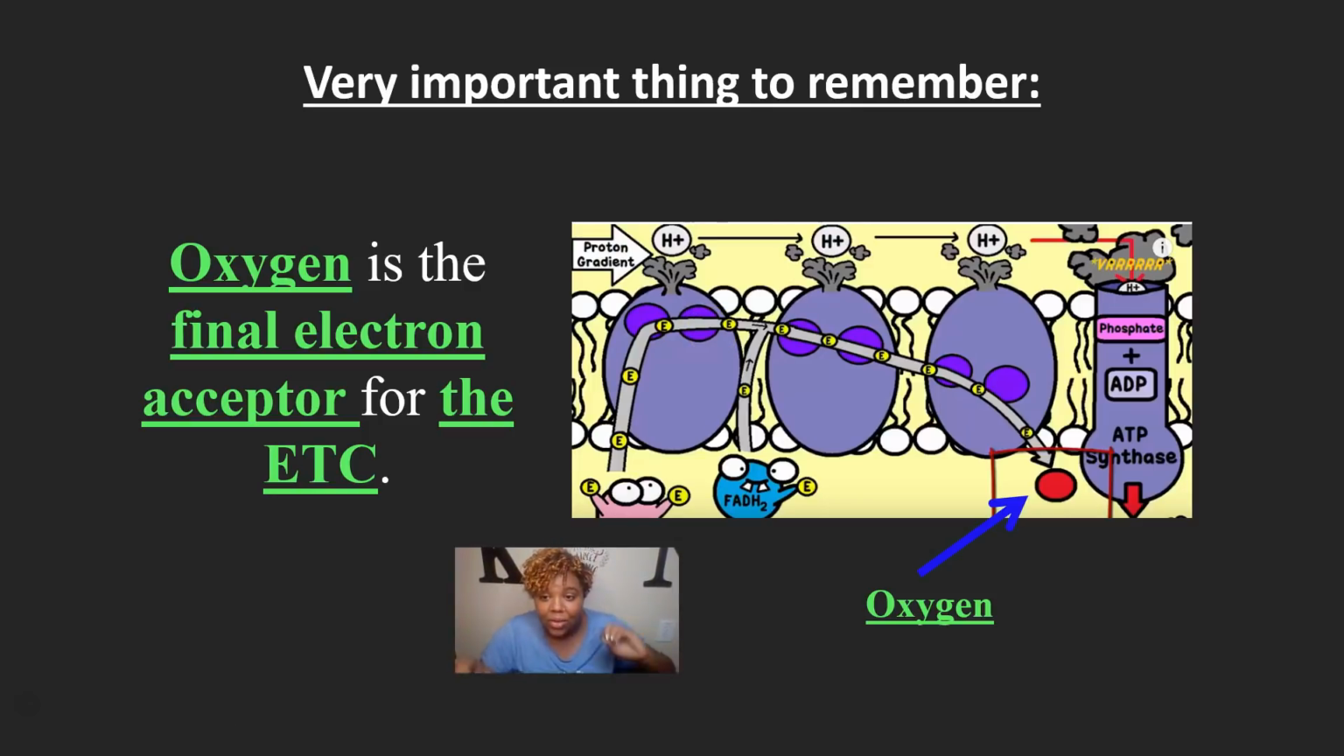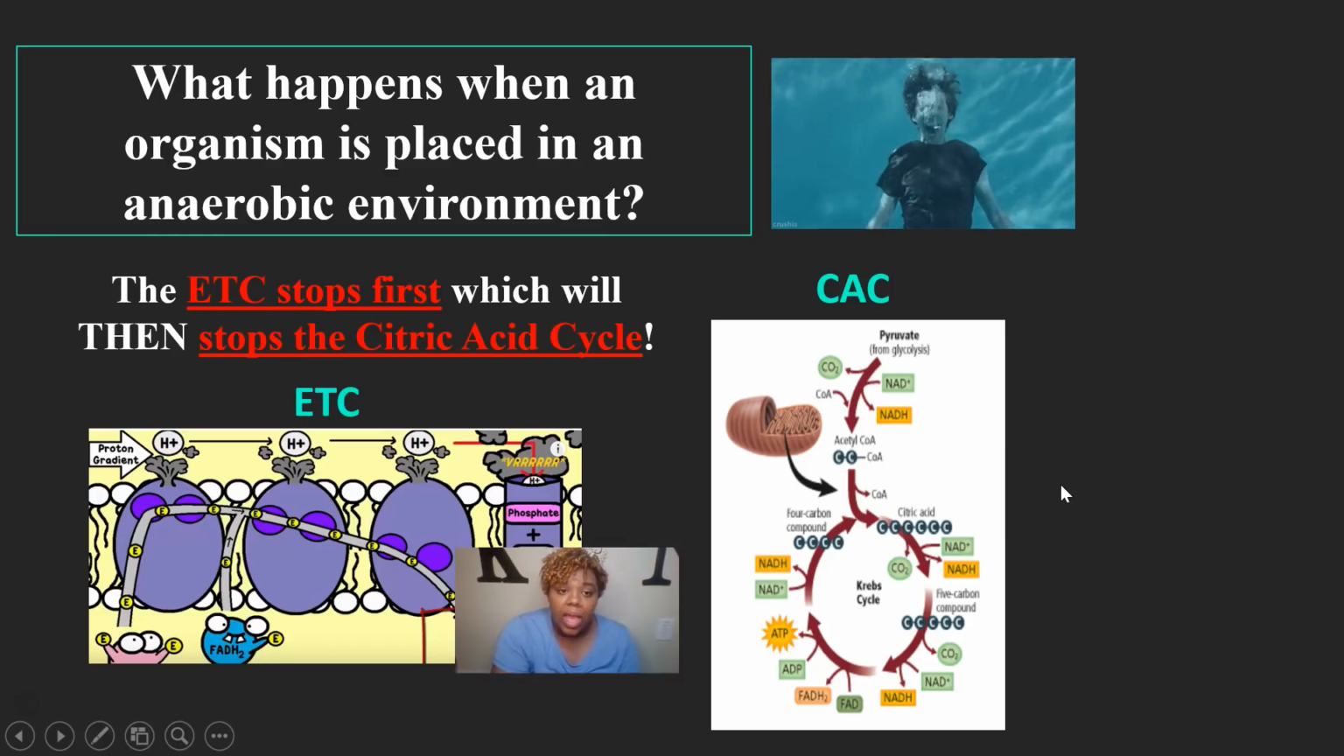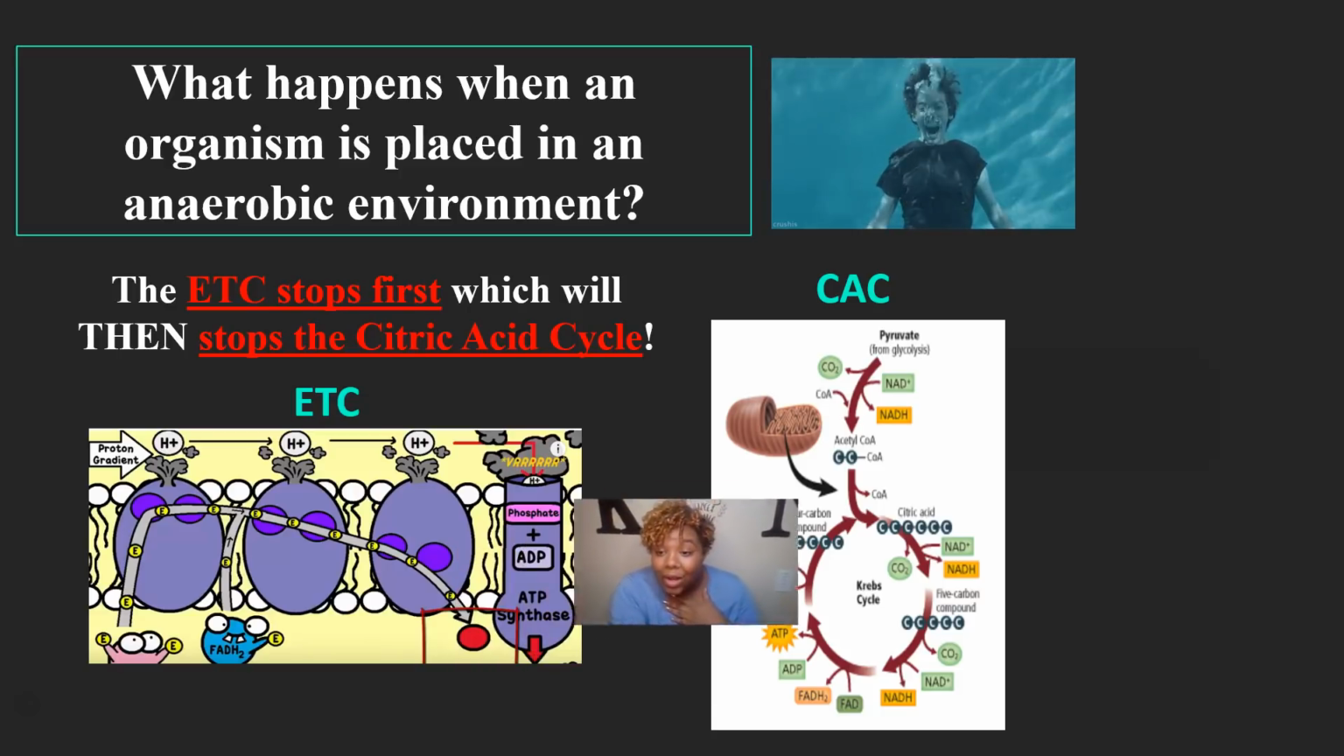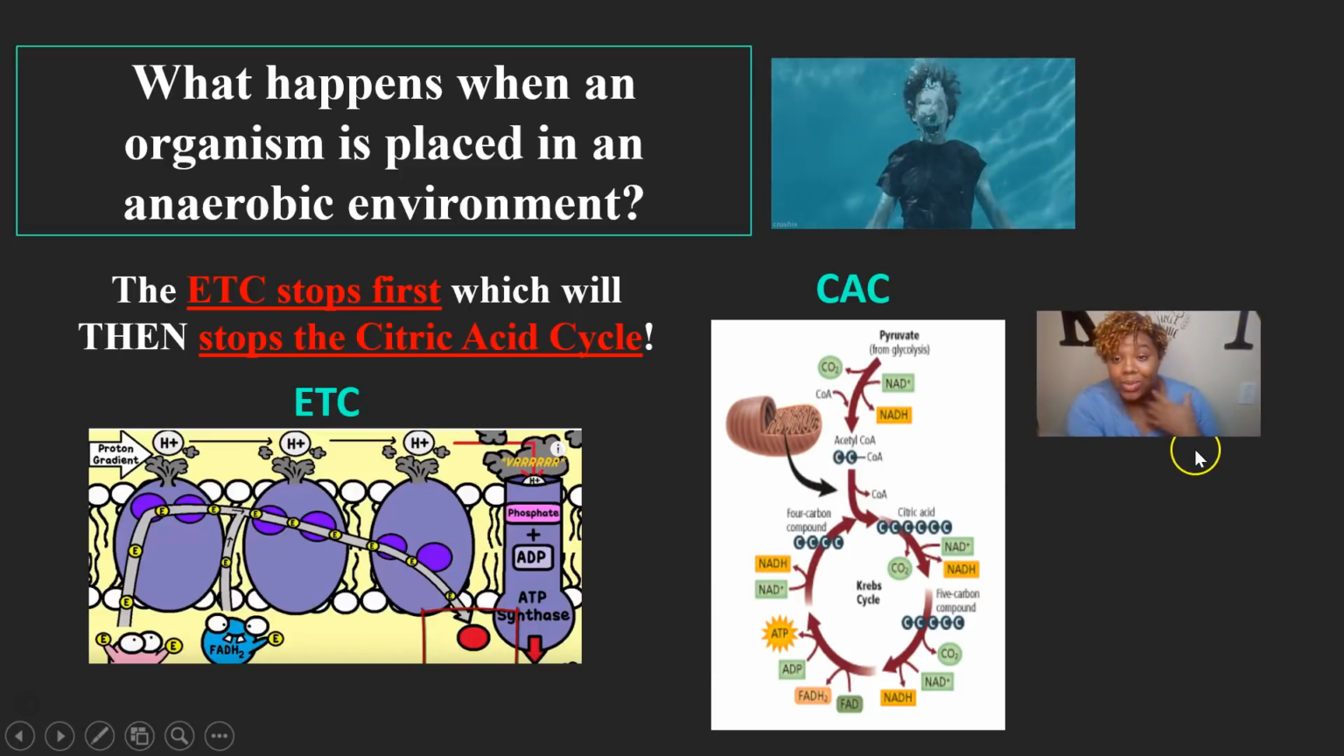All right, the last thing I want to talk about is this, and it's so important, y'all. Oxygen is the final electron acceptor for the electron transport chain. Look here. See all these electrons? Oxygen is going to carry that. And it's so important because here's why. If we place an aerobic organism, so they need oxygen, into an anaerobic environment where there's no oxygen, like here, they're holding their breath, your body still needs ATP.